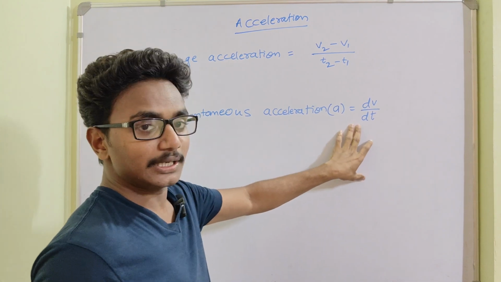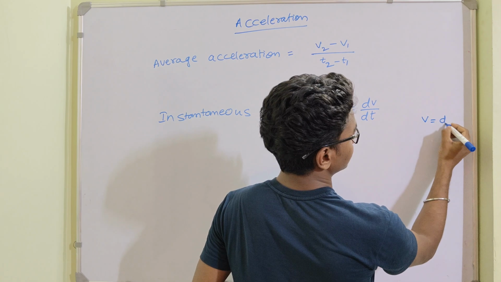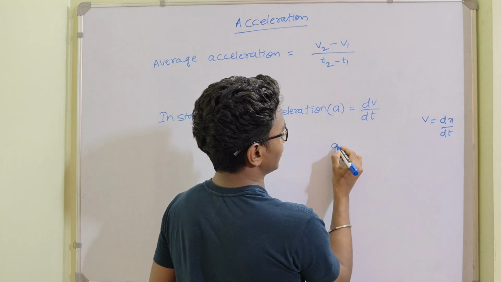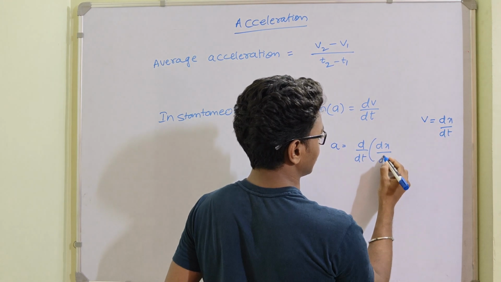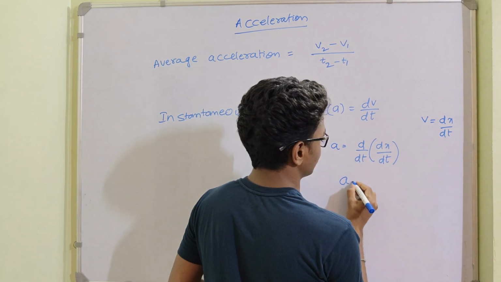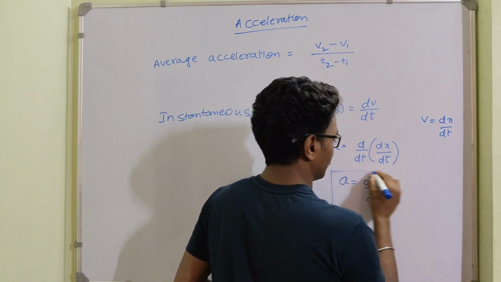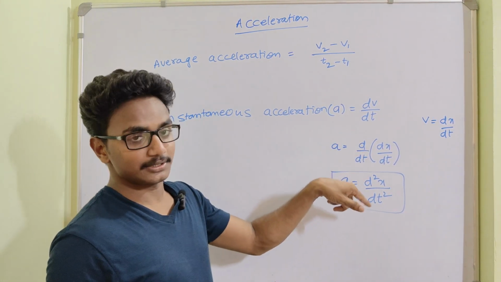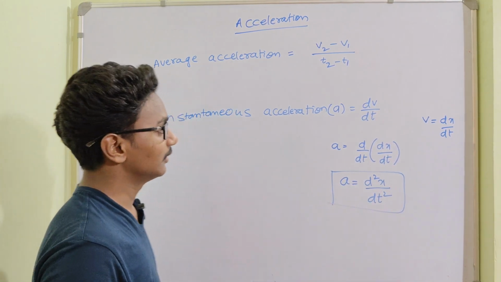This dv by dt can be rewritten as, here v is dx by dt, right? That we know. Substitute into this equation, then a becomes d by dt of dx by dt. This becomes a equals d square x by dt square. You can write acceleration in two ways. One is dv by dt, another one is d square x by dt square.